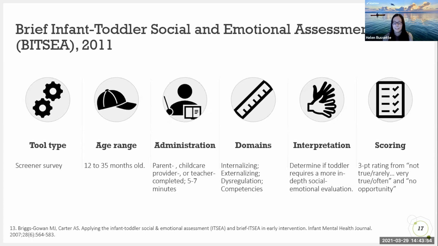and high total problem scores at or above the 75th percentile, or low competency scores at or below the 15th percentile indicate potential problems, delays, or deficits. And if a family does score in one of these ranges, we will share the study findings back with the participant and recommend their toddler receive more in-depth social emotional evaluation. And this tool is very easy to administer. It ranges from not true to rarely to very true to very often for activities.